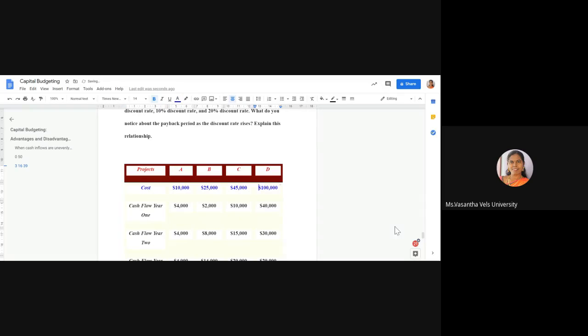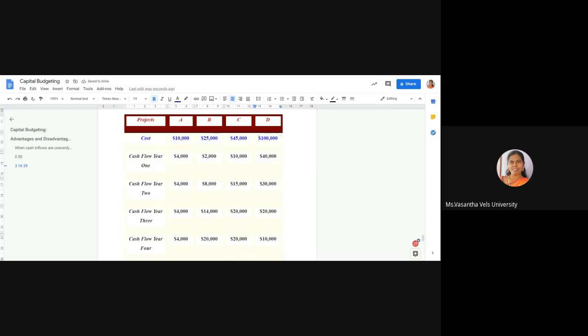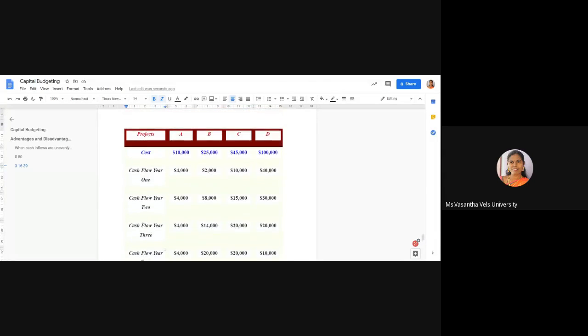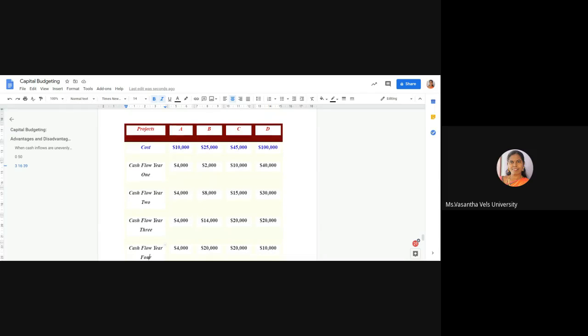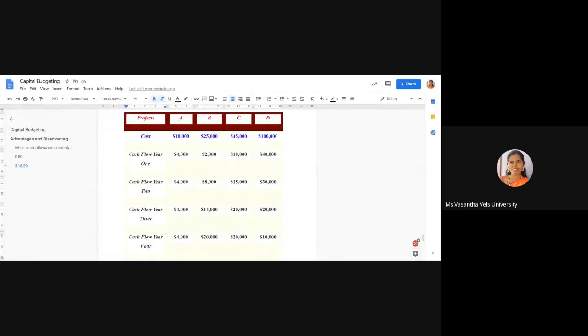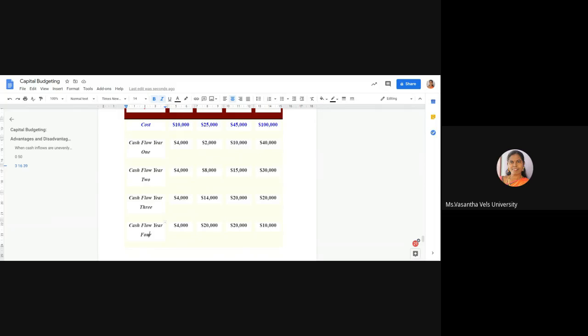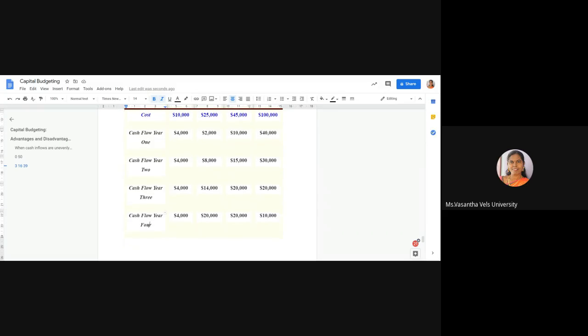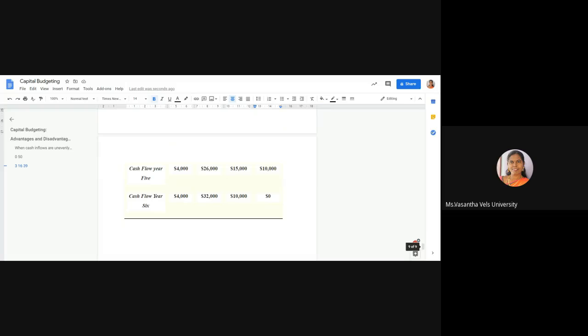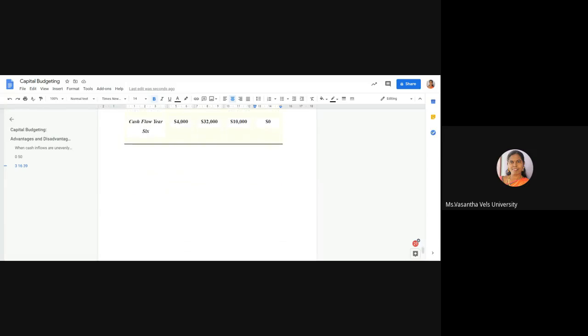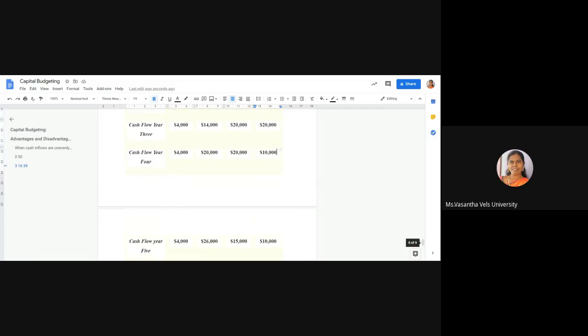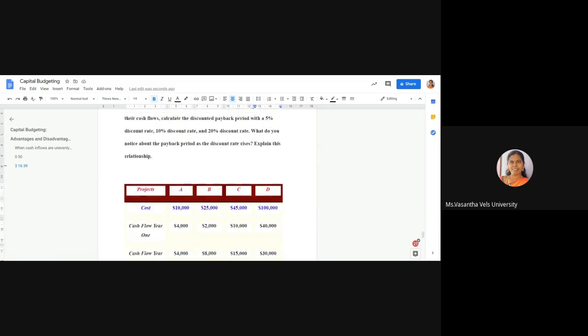Okay, so the cash flow for the first year. I'll just type it. Year one, year two, year three, year four. There are four projects A, B, C, D. Then four years of cash inflows are given, right? The first case is uniform cash flow. The second case is not uniform. Okay, here till 6 years is given. Now we'll see how we should do this problem.